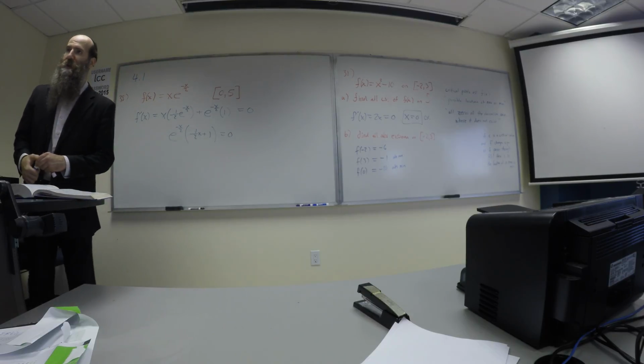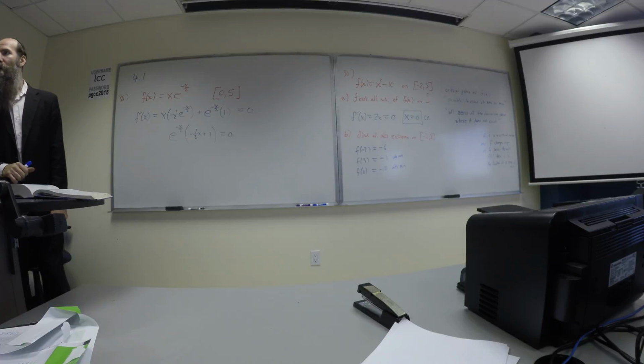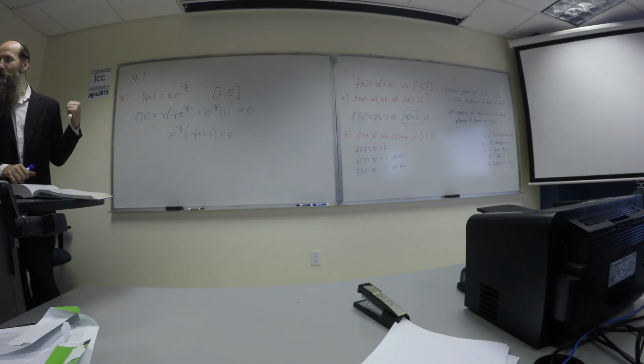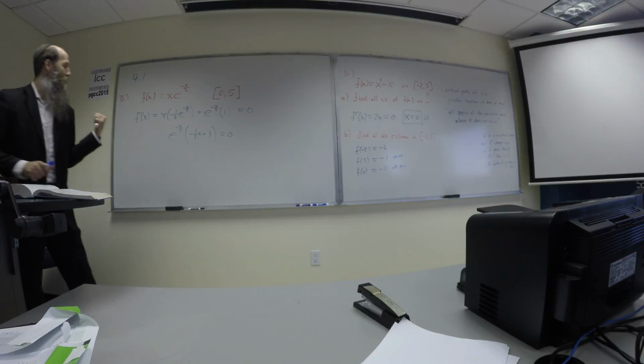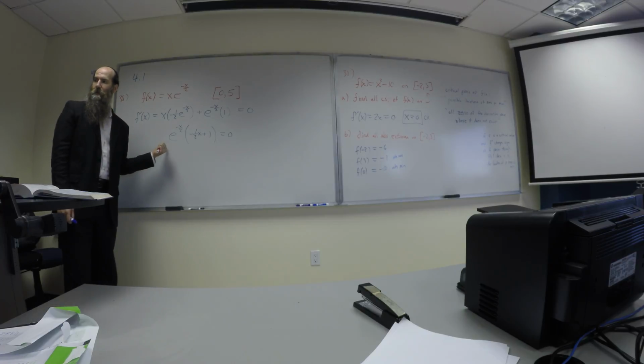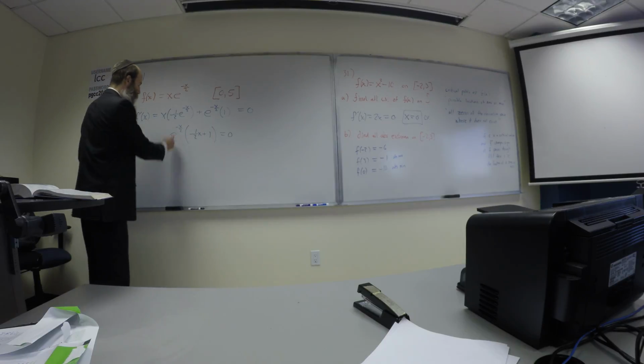Now we have two factors multiplied together equals 0. That means one or both of these must be 0. Which one is certainly not 0? The other one, e. Remember, e is always positive, right? This one will not be 0. This is the red herring. E to anything is always positive. So forget that one.